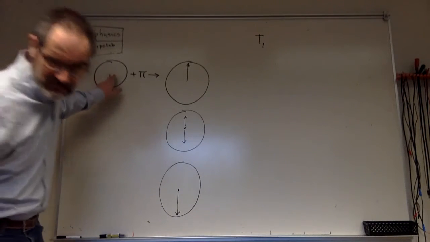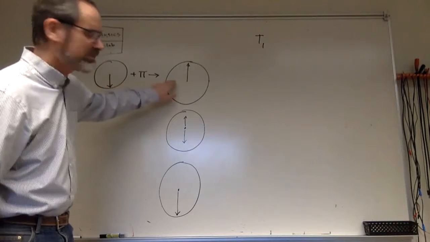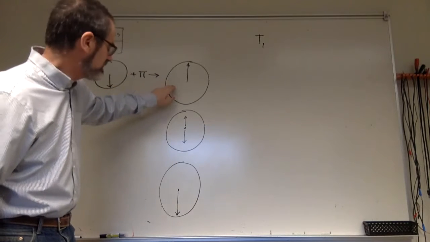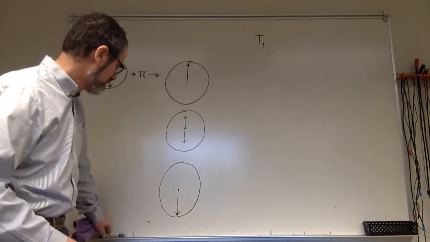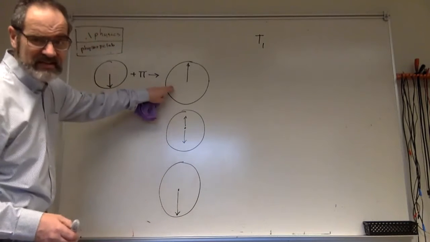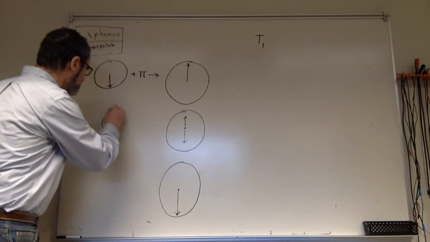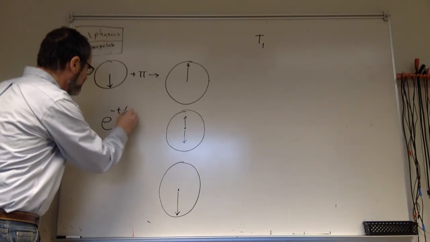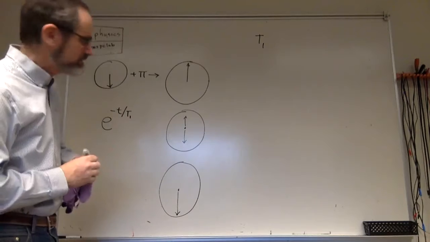If we excite the system from the low energy state to the high energy state with a pi pulse, it's the time it takes for the energy to leak out of the system so that we end up back in the low energy state. Well, actually, the population in the upper state really decays exponentially. So T1 is actually the time constant for this exponential decay.